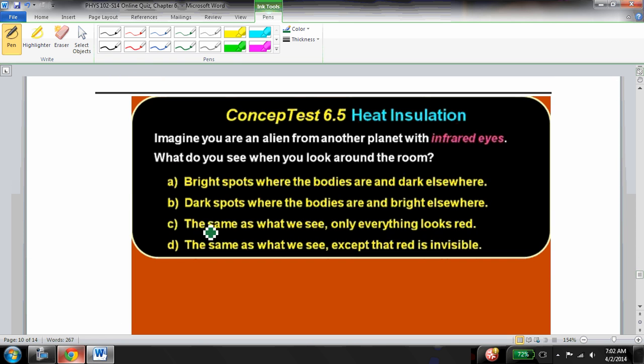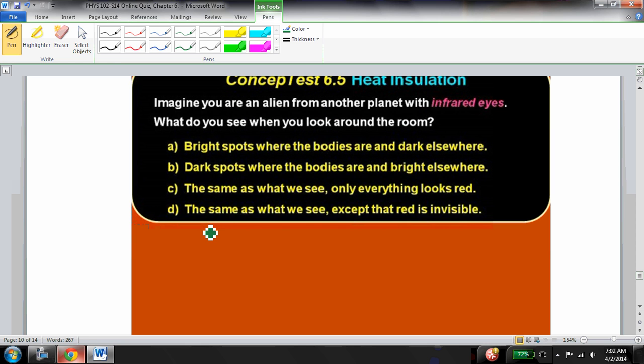All right, imagine you're an alien from another planet with infrared eyes. What do you see when you look around the room? Bright spots where the bodies are and dark elsewhere. That's what you'll see. Human bodies give off most of their energy in the form of radiation, not visible radiation, but infrared radiation.